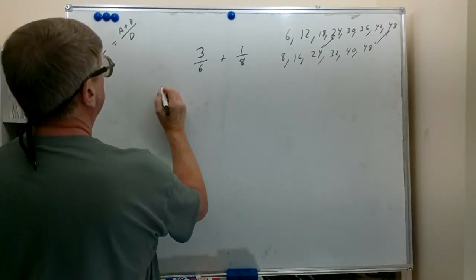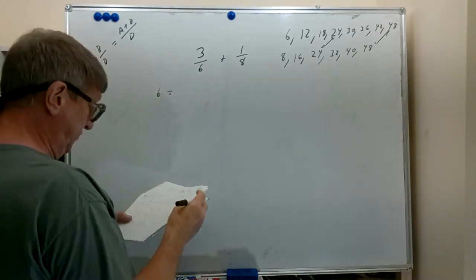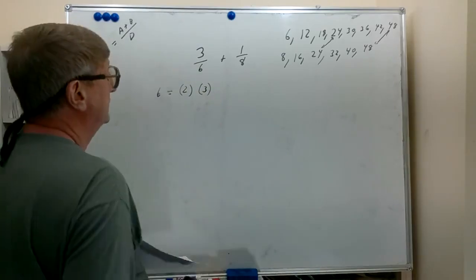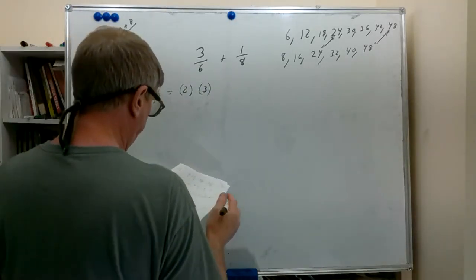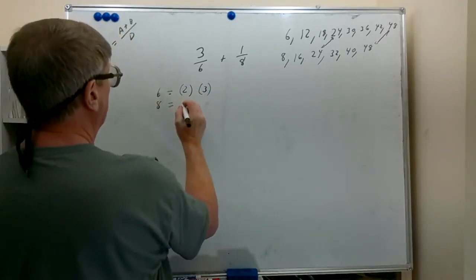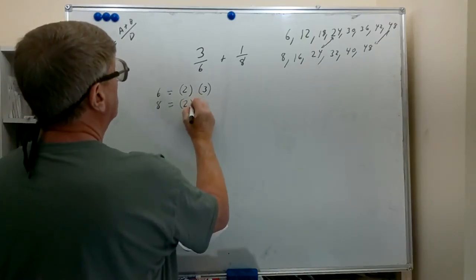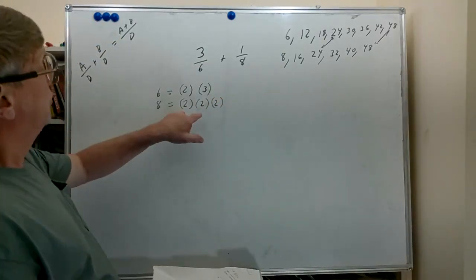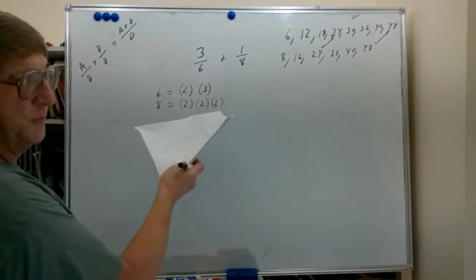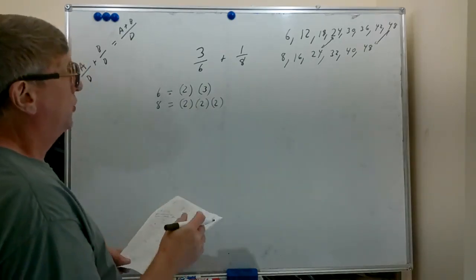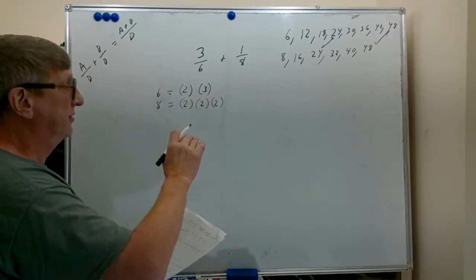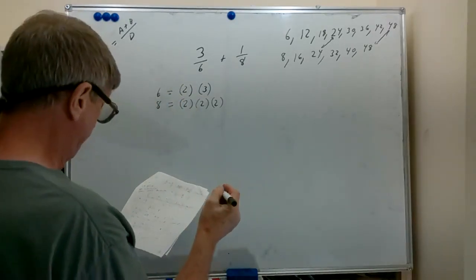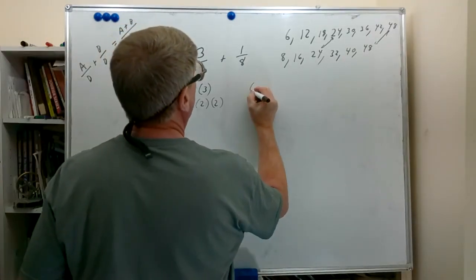Well, 6 is equal to 2 times 3. And 8 is equal to 2 times 2 times 2. 2 is a prime number, 3 is a prime number. So we have what we call prime factorizations. We have a list of products of prime factors which will equal the desired number. Let's write this in a little different format here.